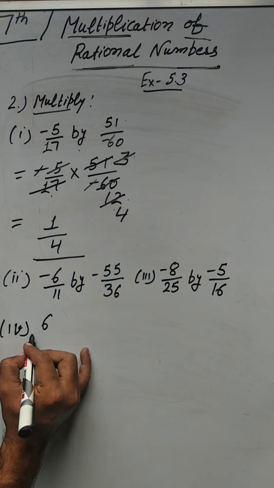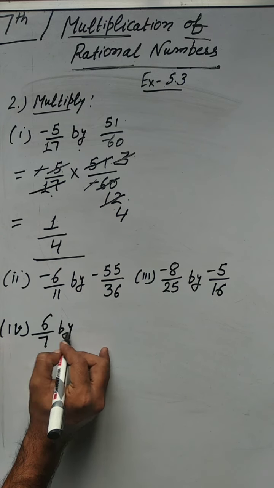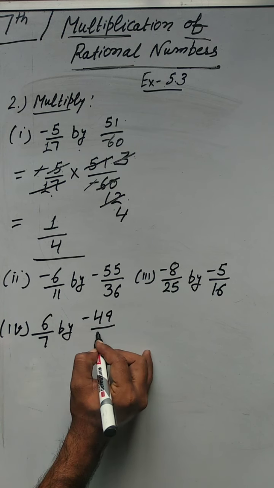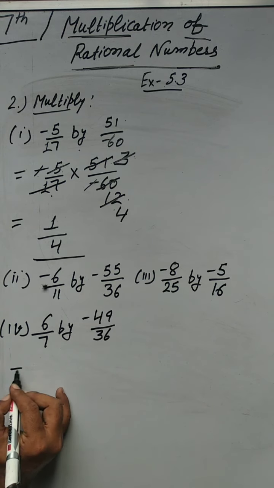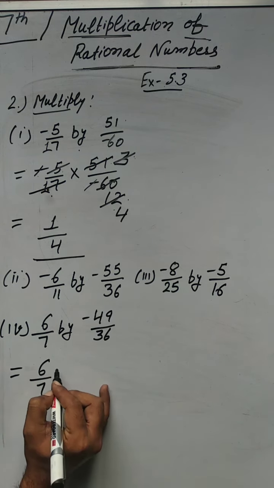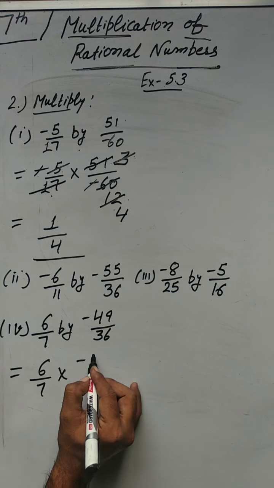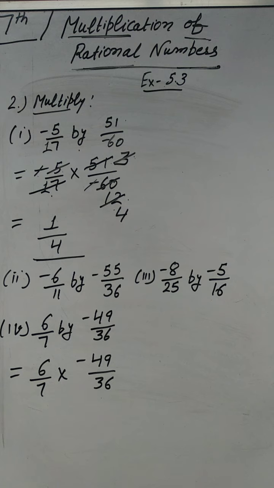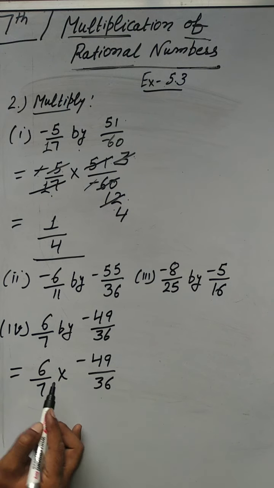Fourth part is, you have to multiply 6 upon 7 by minus 49 upon 36. Clear beta? So 6 upon 7 multiplication, sign of multiply, minus 49 upon 36. Clear beta? Now look at the numerator and denominator.